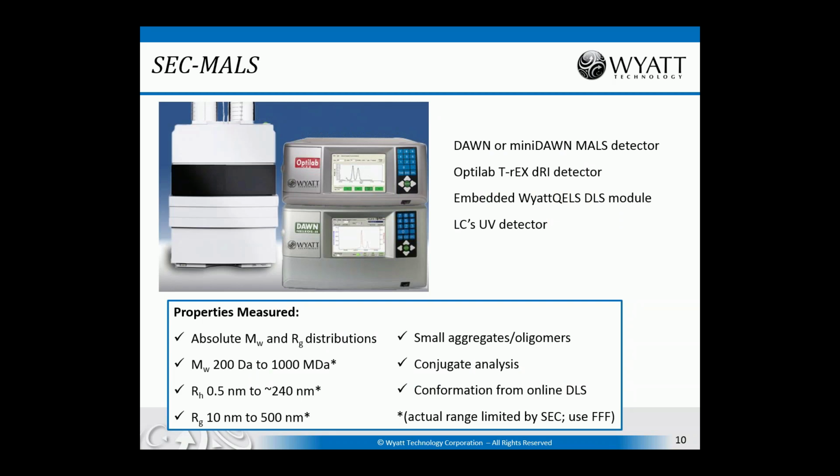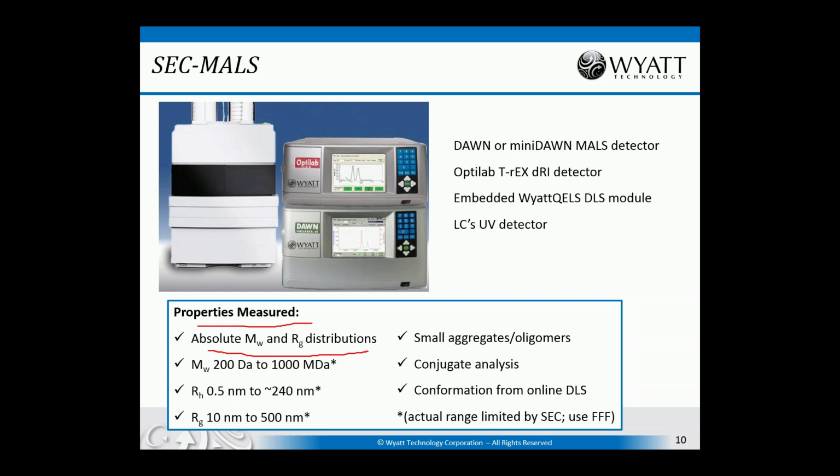And so this system measures several properties. First of all, absolute distributions of molecular weight and size. Absolute, meaning that these measurements do not rely on calibration standards of molecular weight or size. They're measured completely independently, as I described in the MALS theory slide. The range of measurement begins at around 200 grams per mole, and depending on which detector you have and your fractionation technique, can extend all the way up to around 1,000 megadaltons, which is quite large, or 10 to the 9th grams per mole.